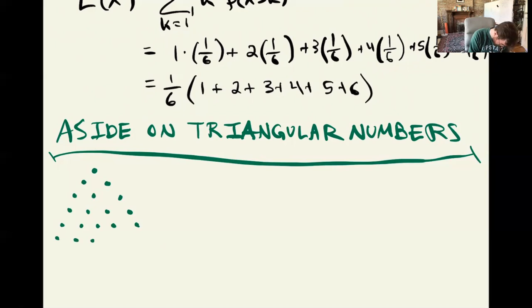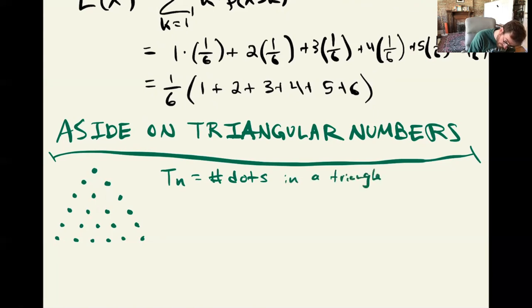That's 5. All right, good. And you can kind of check that. I could have cut it this way or this way. Either way, it organizes itself into a triangle, and the answer is the number of dots in this triangle. So Tn equals the number of dots in a triangle with n dots.